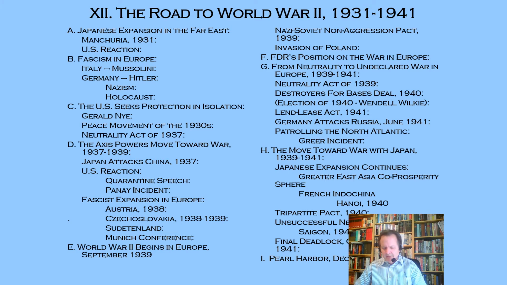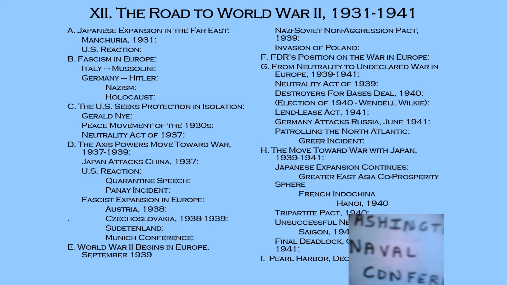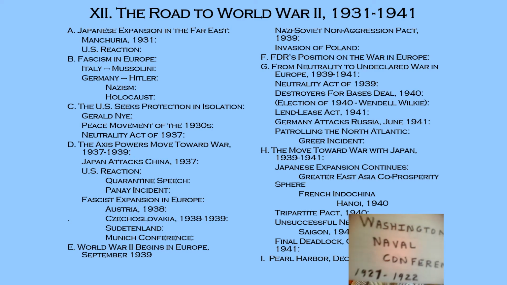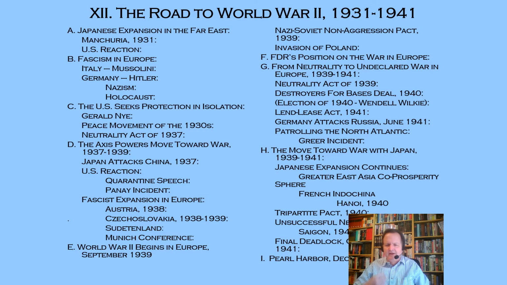Okay, but let me put it up here on the screen to make sure you can see what I'm saying. It's the Washington Naval Conference, 1921 to 1922. I know it looks like a 7 because I was trying to use a Sharpie, but it's 1921 to 1922. There's this big peace conference held in Washington, D.C. to negotiate a naval arms limitation treaty.